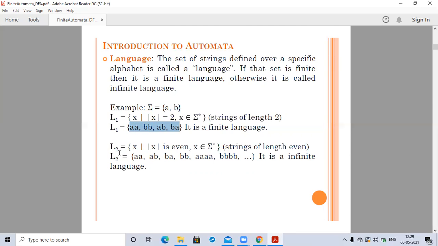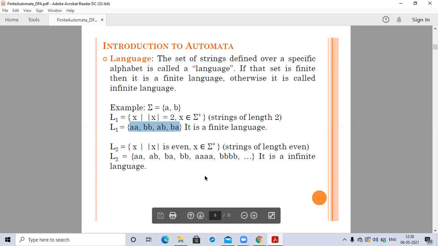Consider another example, L2, which is equal to {x such that |x| is even}. |x| being even means the length of our string is even. So the length of the string may be 2, 4, 6, 8, 10, and so on, with no upper bound. So we get L2 as the set of aa, ab, ba, bb with length 2, and then the strings of length 4, and so on.